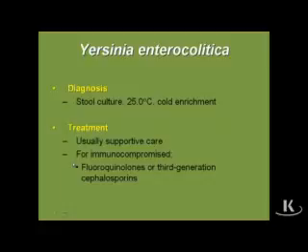Now, how are we going to diagnose it? We're going to try to culture it, and we can enrich or select for the organism based on the fact that it grows in the cold. Treatment, as we've mentioned, for all of the other enteric gastroenteritis causing organisms, usually self-limiting, all right? If you have someone that's having a very severe infection, you can treat with a fluoroquinolone or one of the newer generation cephalosporins.